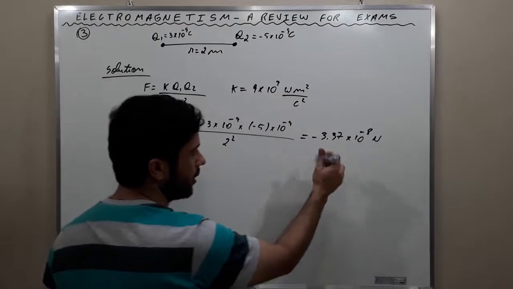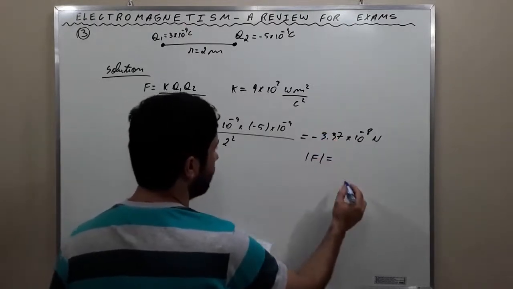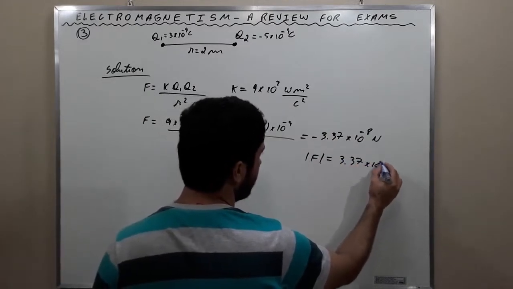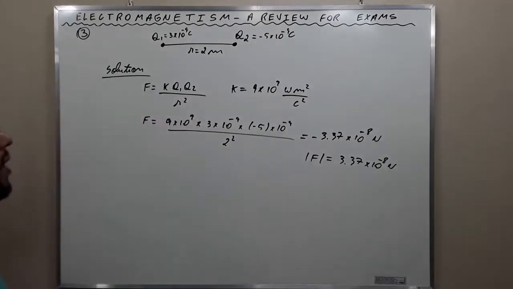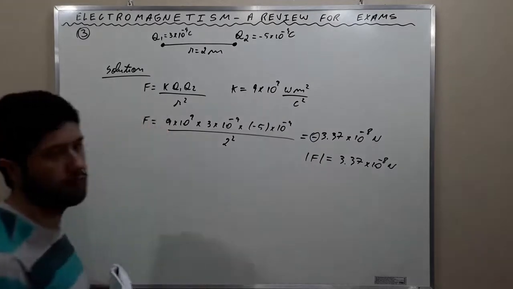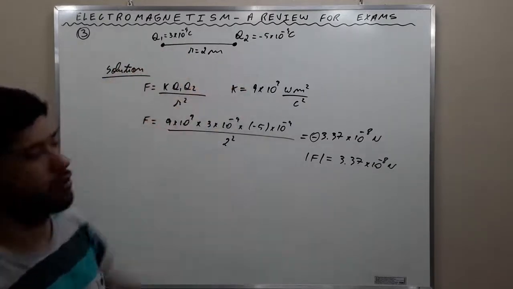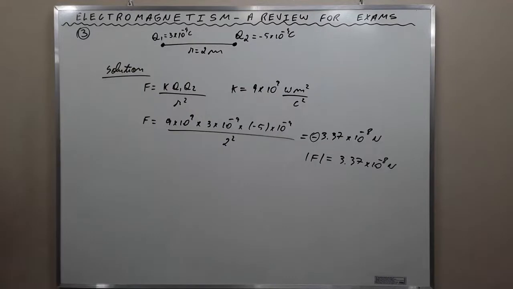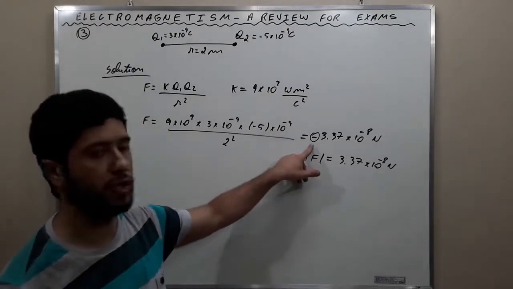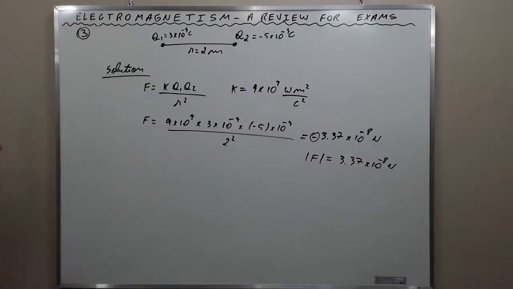Okay, not the magnitude. The magnitude of F is 3.37 times 10 to the negative 8 newton. All right? And we have a negative number here. What does it mean? When you calculate the forces and you discover a negative number, it means that they are attractive. The force is attractive, which means that one charge is going to attract the other. All right? So this is exercise 3, a very simple exercise that requests from us the magnitude of the force and to state whether it is attractive or repulsive. Okay, my friends, this is all for exercise 3. Let's go to exercise 4 now.